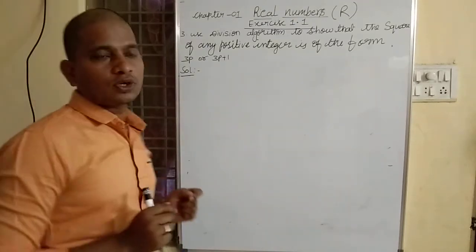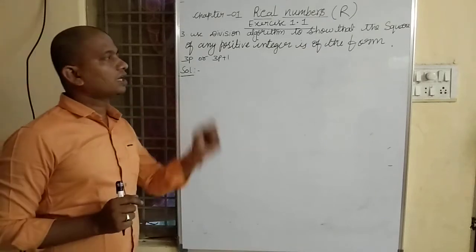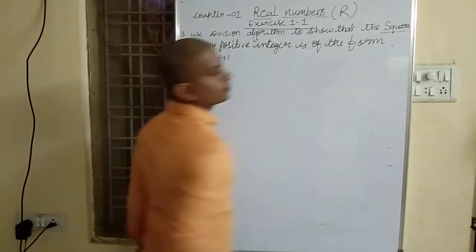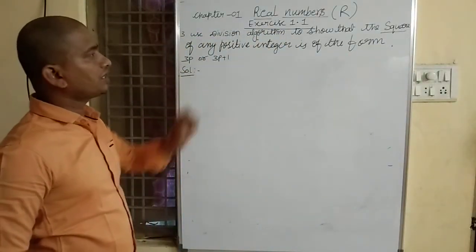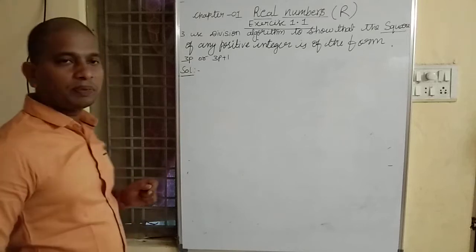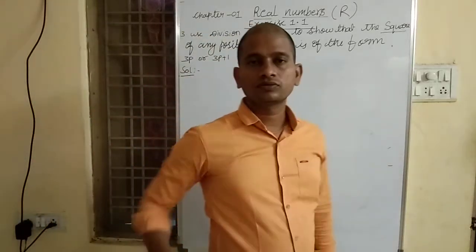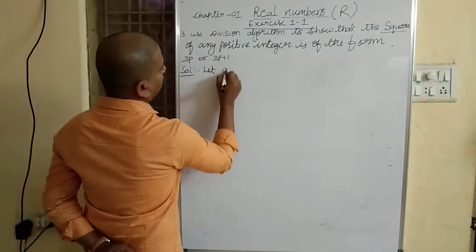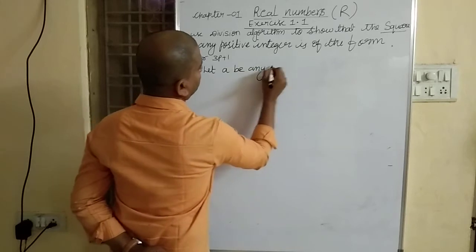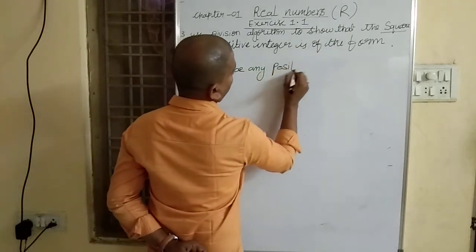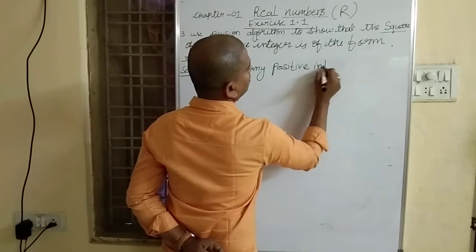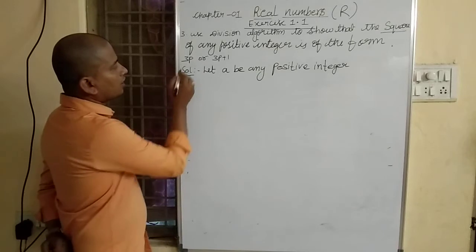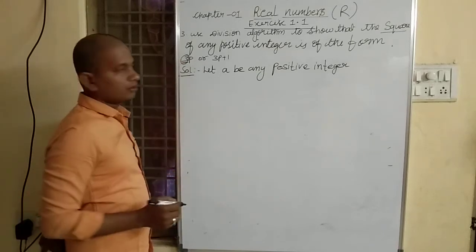Okay, now coming to third question. Use division algorithm to show that the square of any positive integer is of the form 3p or 3p plus 1. Okay, let a be any positive integer. Here what is the value of b? Here b equal to 3.